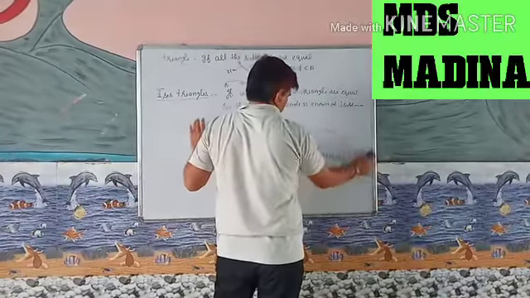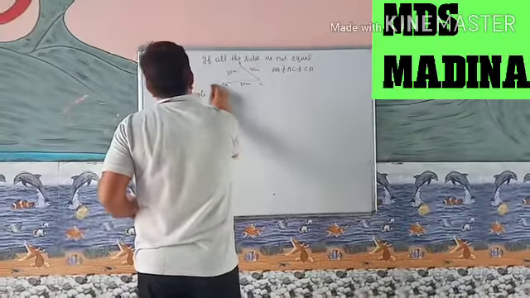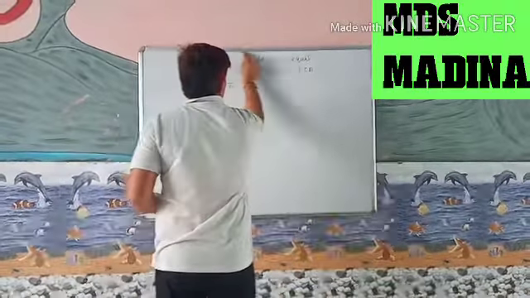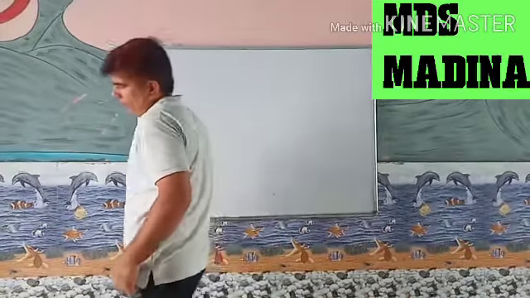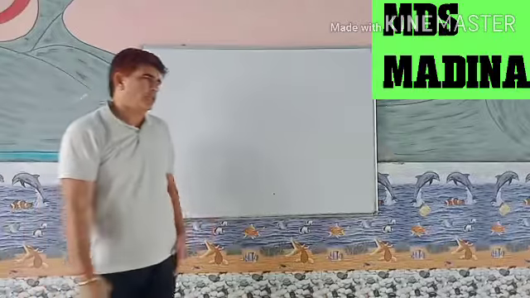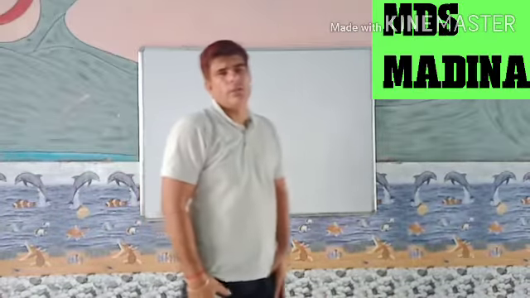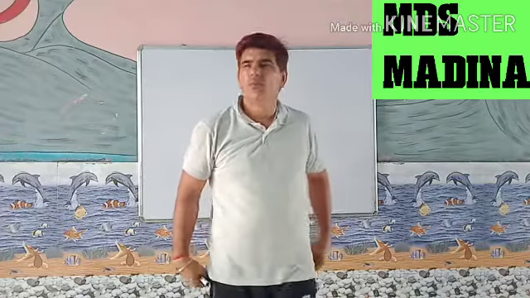There is no difference. All things are same. So if anyone says to you that a scalene triangle and an isosceles triangle are congruent, what's your answer? I think your answer is no.